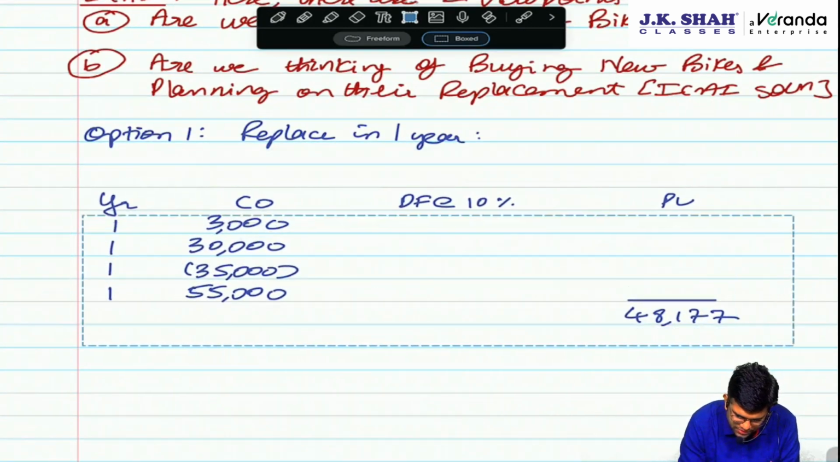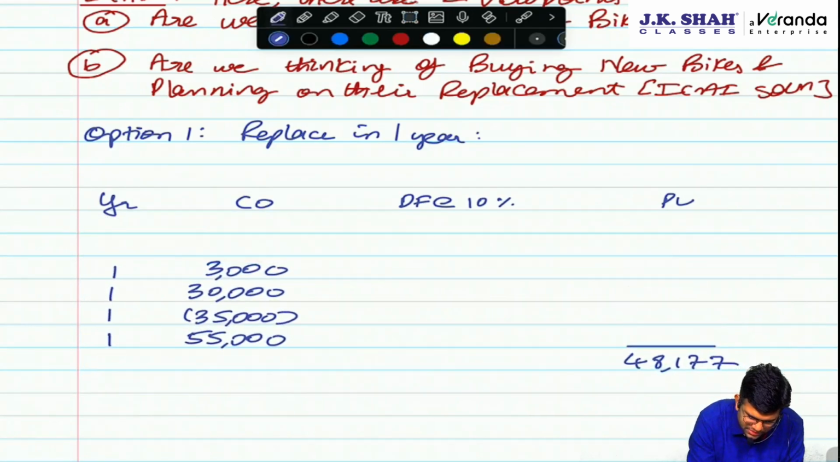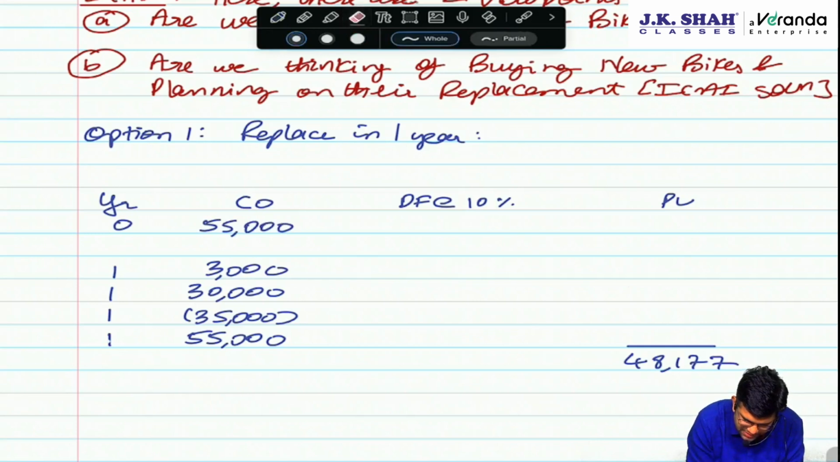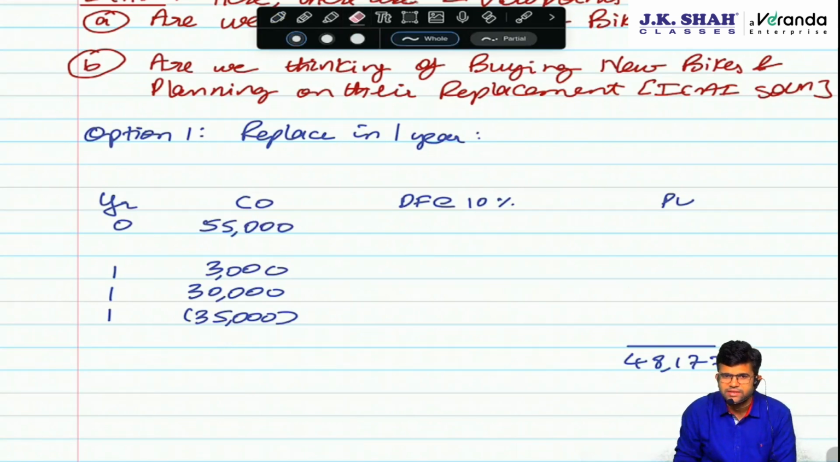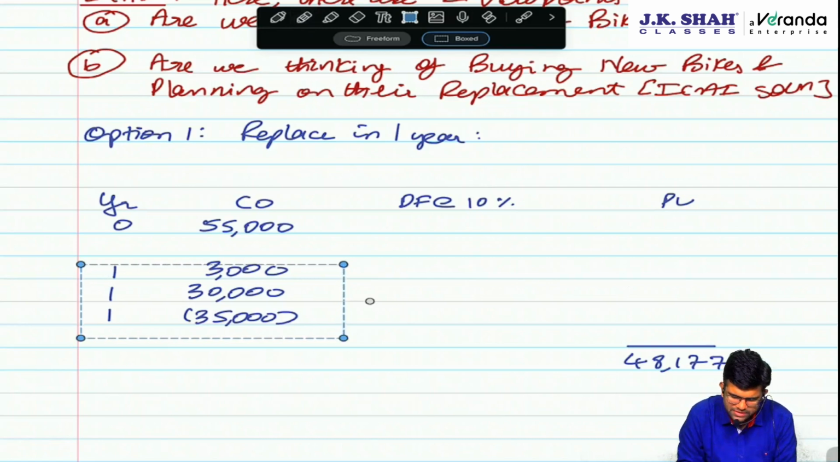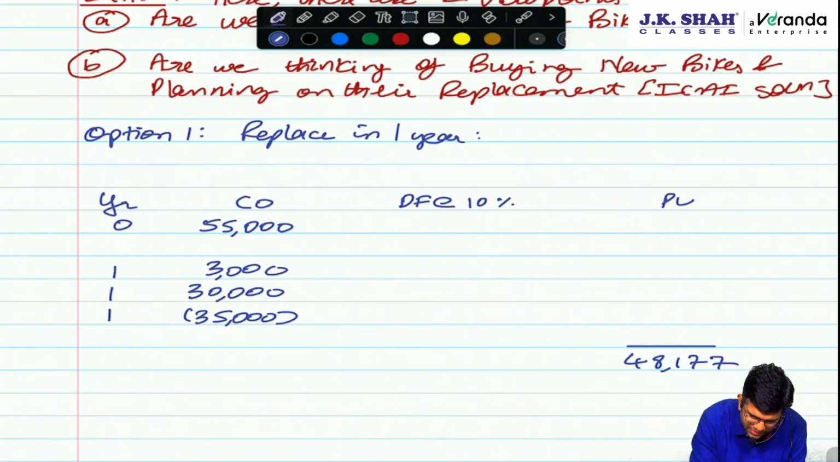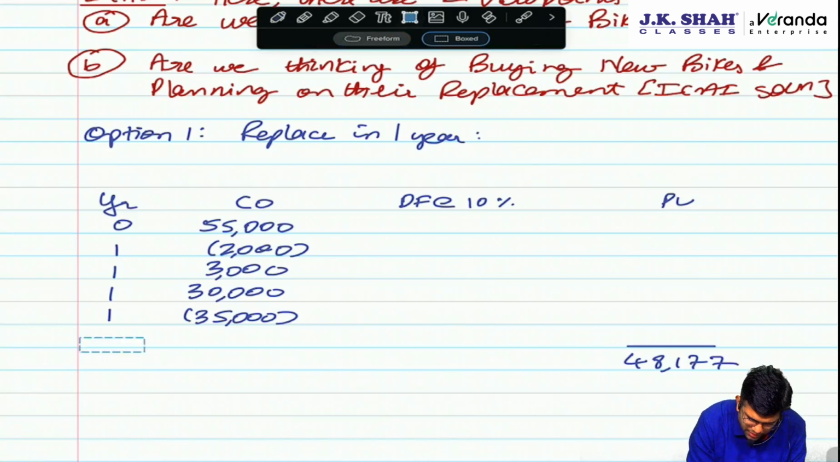What I will do is to shorten the calculation. Students, look at this. Year 0, can I say 55,000 you will invest? This I will remove. Can I say everything else remains same? Hello, you're understanding what I'm saying? So, you can also club all this. So 30 plus 3 is what? 33. 33 minus 35 is minus 2000. So I'll just write here 1, 2000 and this goes away.